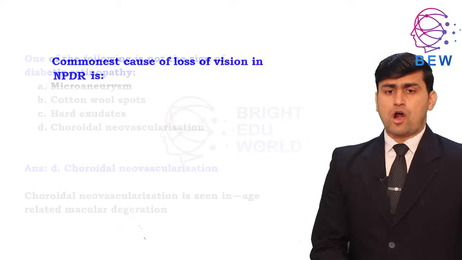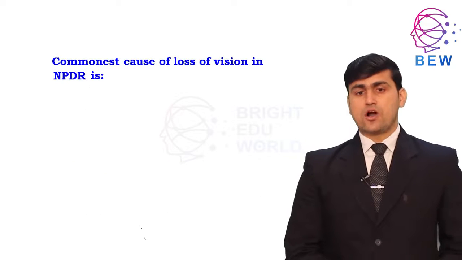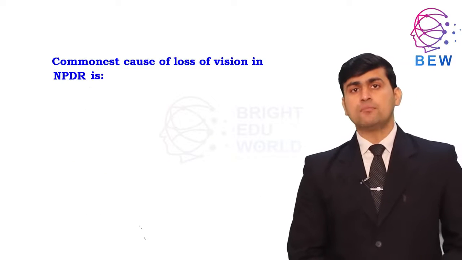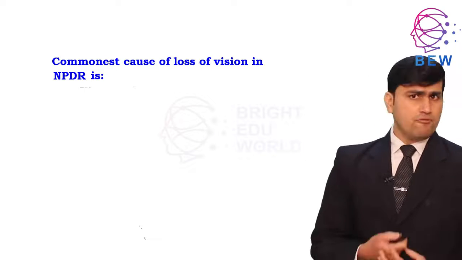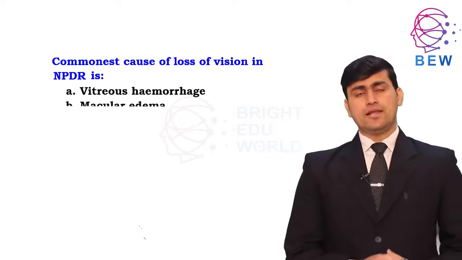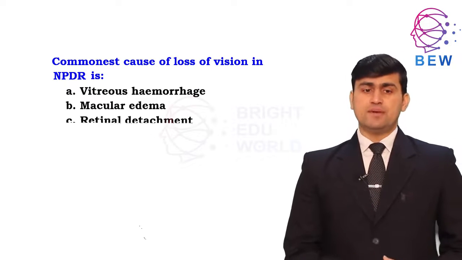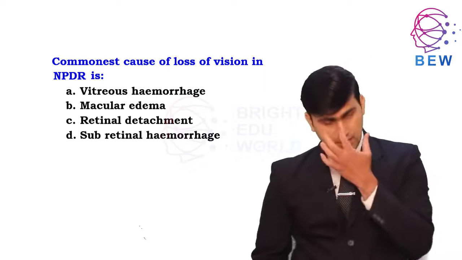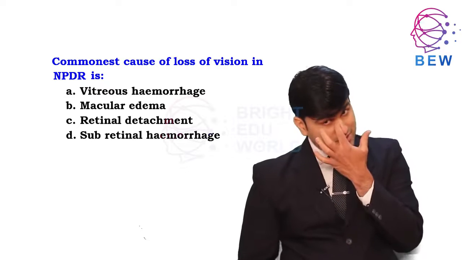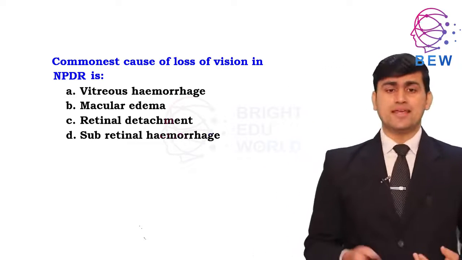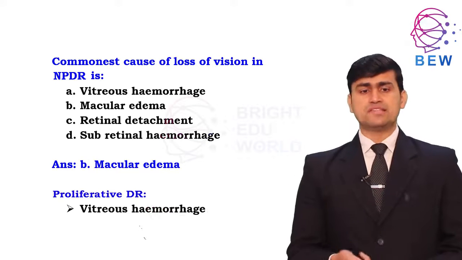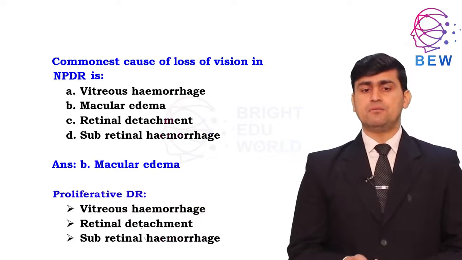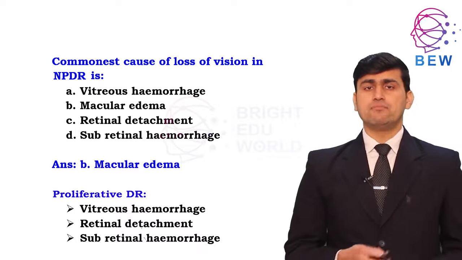Next question. Commonest cause of loss of vision in non-proliferative diabetic retinopathy is: options are A. Vitreous hemorrhage, B. Macular edema, C. Retinal detachment, and D. Subretinal hemorrhage. So the commonest cause of loss of vision in cases of NPDR is B. Macular edema. While vitreous hemorrhage, retinal detachment, subretinal hemorrhage are mainly seen in proliferative diabetic retinopathy.